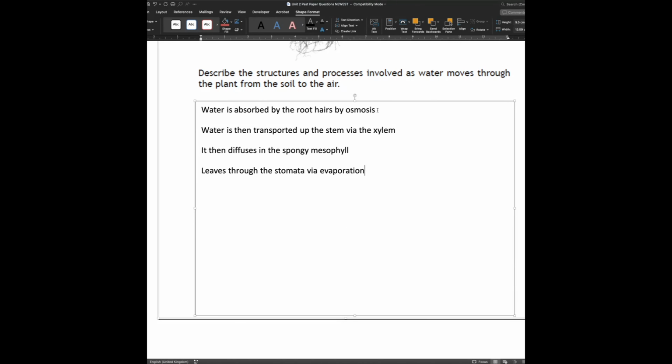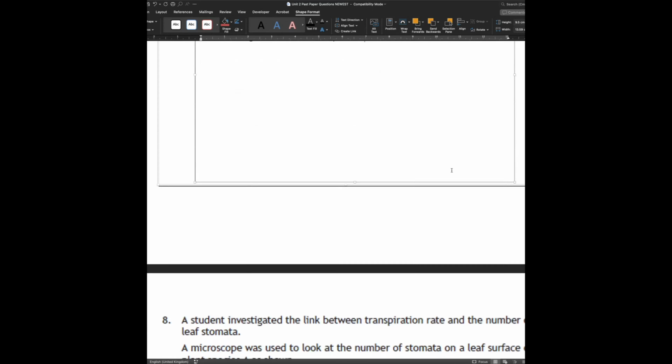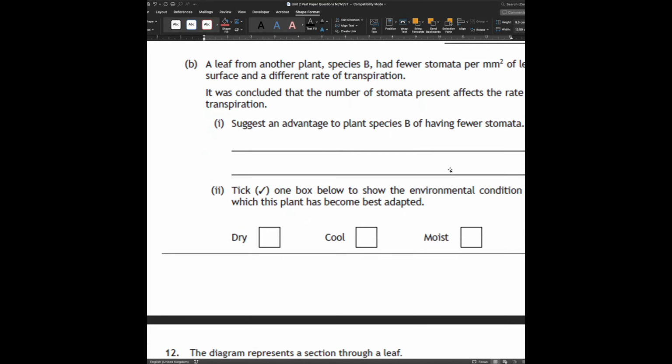And you'll notice as well, we use our processes there. So osmosis, diffusion, evaporation. So we talk about all those processes as well as the structures. So that's the root hairs, the xylem, the spongy mesophyll, and the stomata. So we're mentioning the structures and the processes there, and that's how we get full marks in a question like that. Okay, so let's have a look at some more questions.